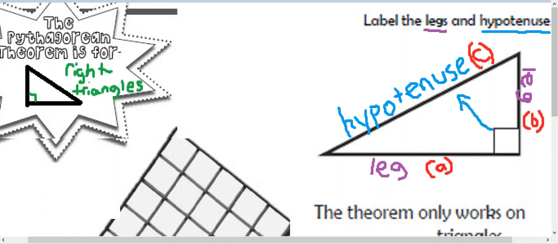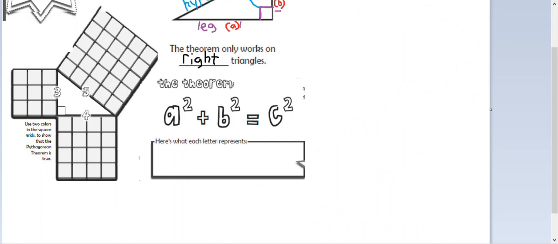The legs of a right triangle, they are the ones that touch this right angle. So see this right angle sign here in purple that I just outlined? The legs, A and B, are touching this right angle. So this leg here is side A, and this is B. There's 2 legs that touch the right angle. Alright, the Pythagorean theorem, we said, only works for right triangles.